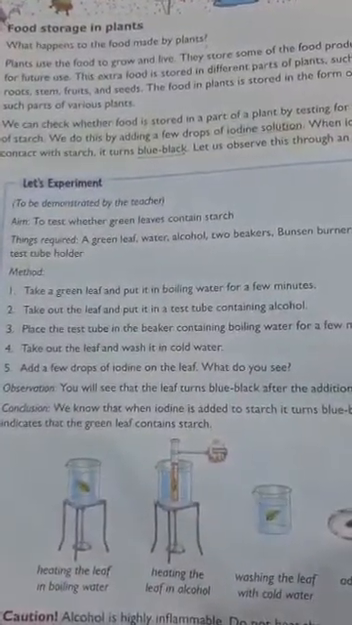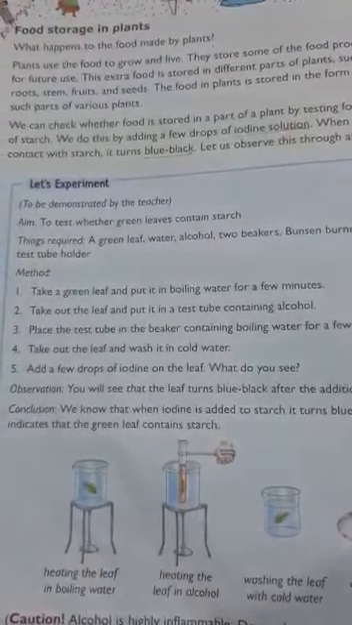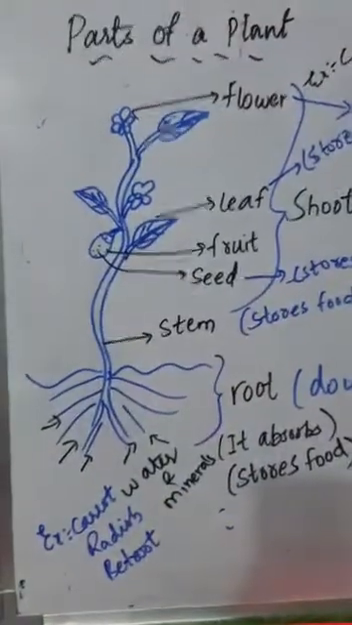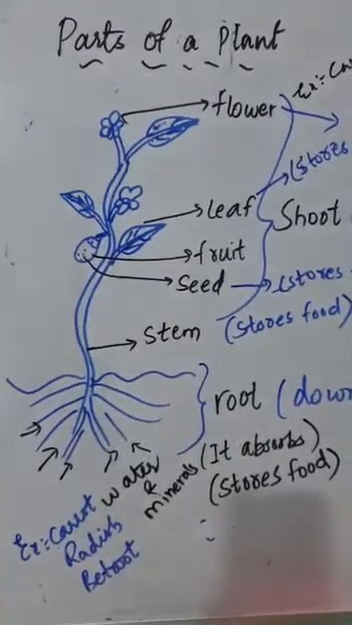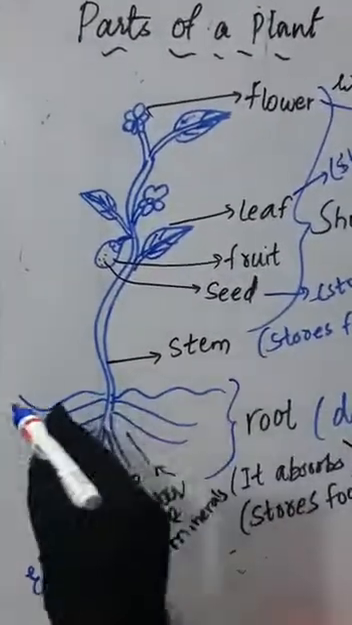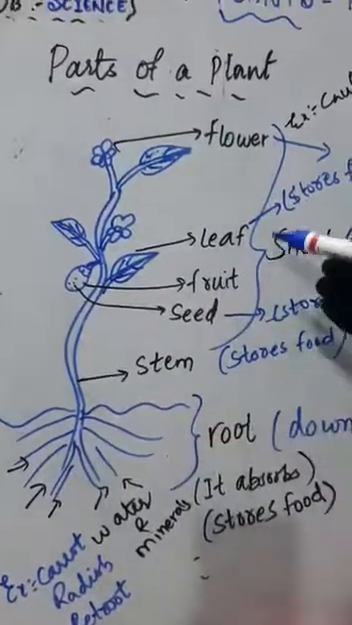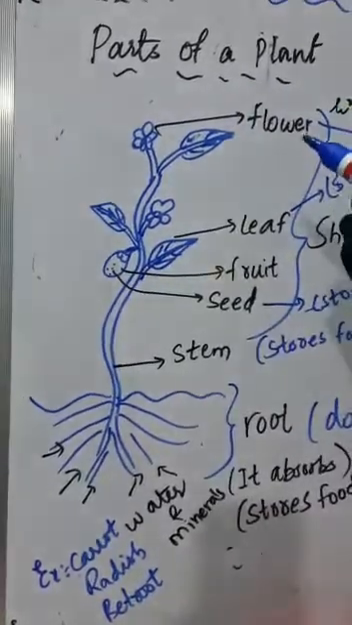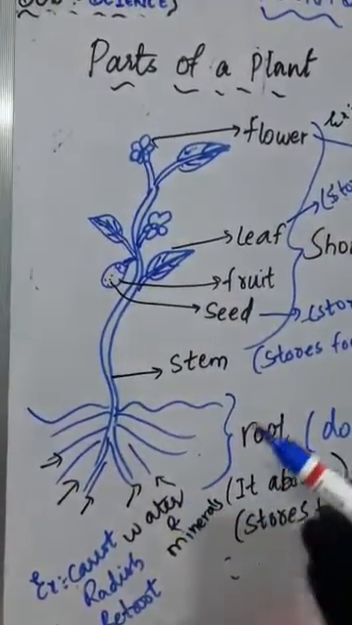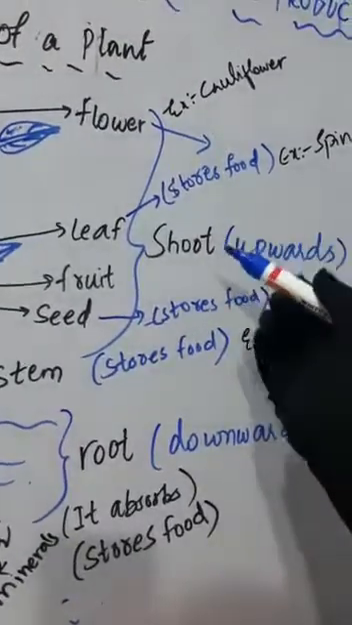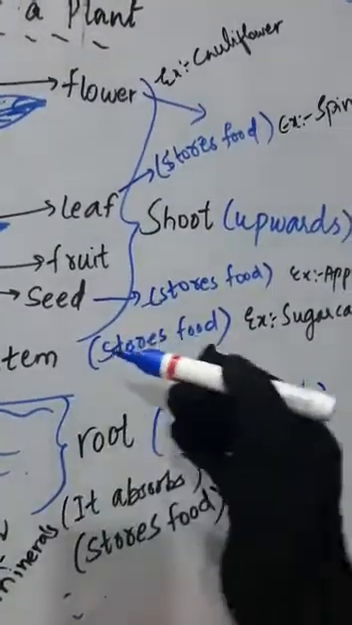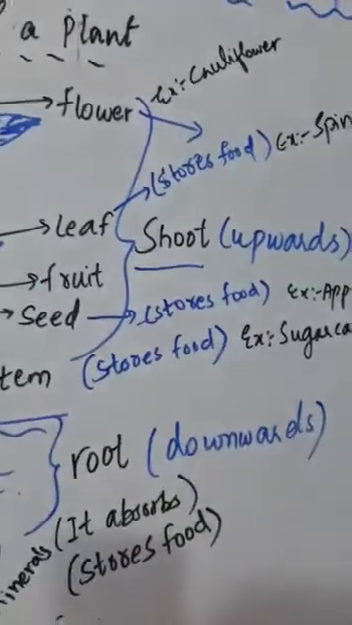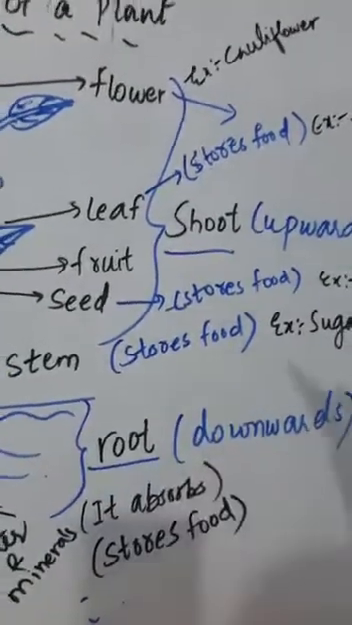See children, before this I want to just recall whatever you have learned in the third class, that is parts of a plant. As you all know, there are two parts, that is root system and shoot system. The upper part is known as shoot system and the lower part is known as root system. The part above the ground is known as shoot, and the part below the ground is known as root.